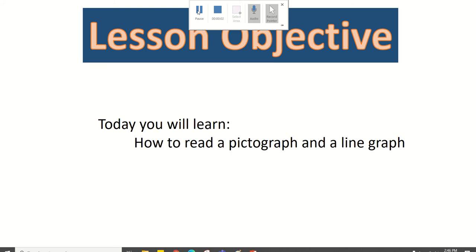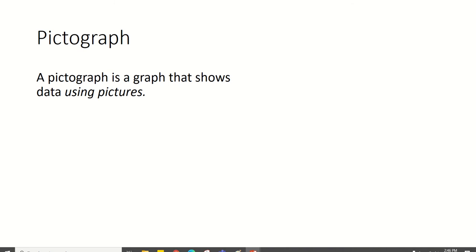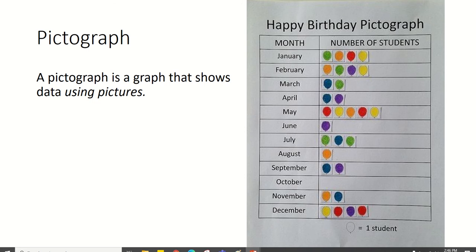Today you will learn how to read a pictograph and a line graph. Let's review. A pictograph is a graph that shows data using pictures. Now, data is just information about something. For example, teachers collect data of students' birthdays at the beginning of the year. Here's a pictograph of students' birthdays.